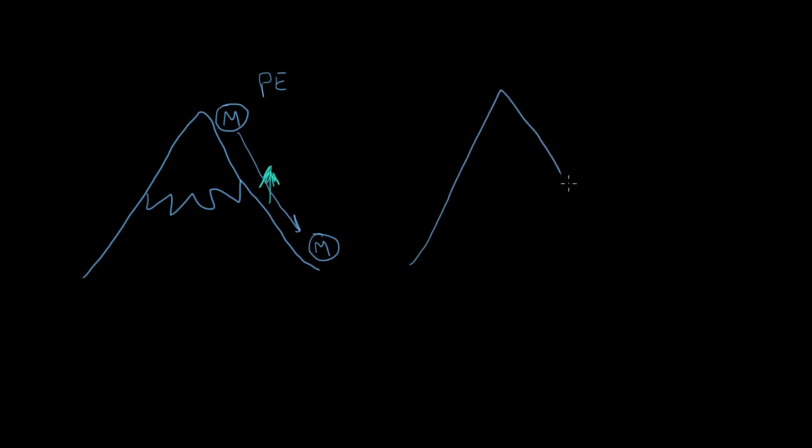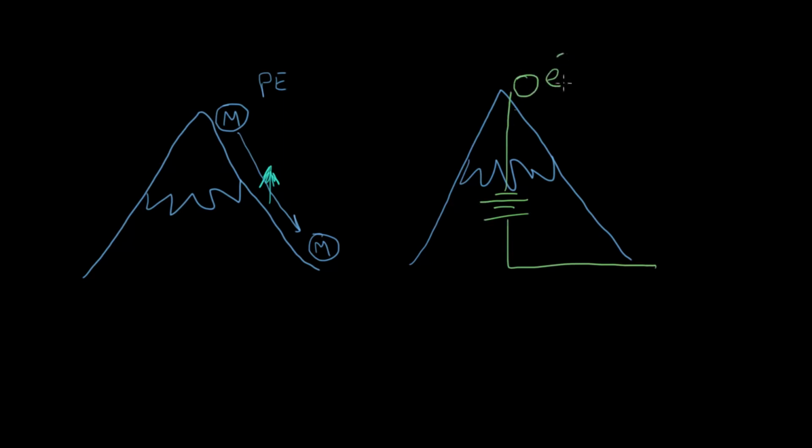Think about voltage as being another mountaintop. And this time we'll put a battery in here. This is our battery. This is what a battery does for us. It actually builds our mountain. The battery actually delivers electrons to the top of the hill.